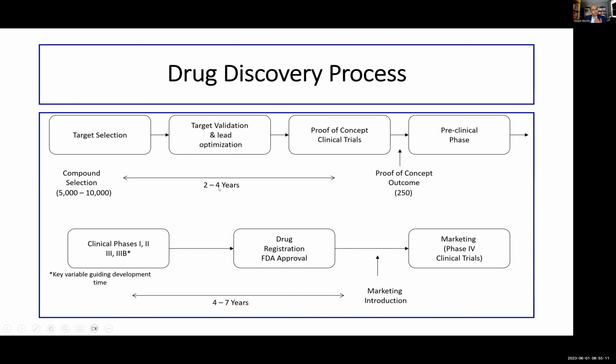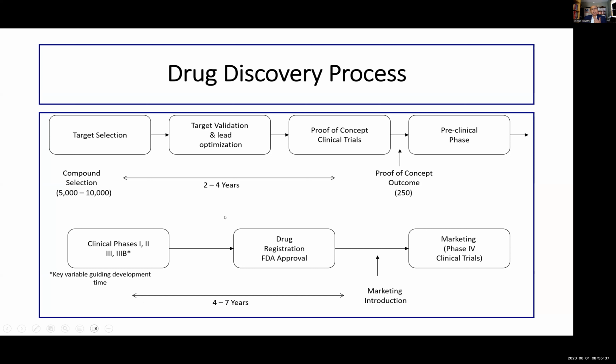How much time will it take? It will take 2 to 4 years. Then proof of concept in clinical trials, preclinical studies. Once the preclinical is done, then we go with phase 1, phase 2, and phase 3 studies. It will definitely take at least 4 to 7 years. It's a process. Suppose, for example, you can see 7 years is the maximum here, plus 4 years, that is 11 years.